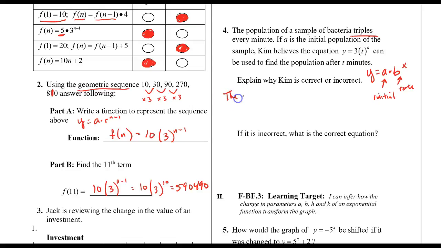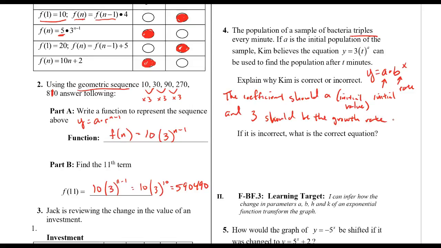because the coefficient, so that would be the a, should be a for the initial value, and 3 should be the growth rate.